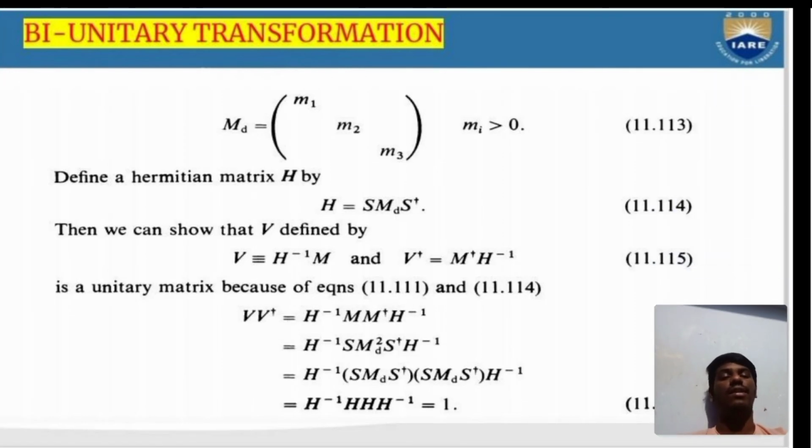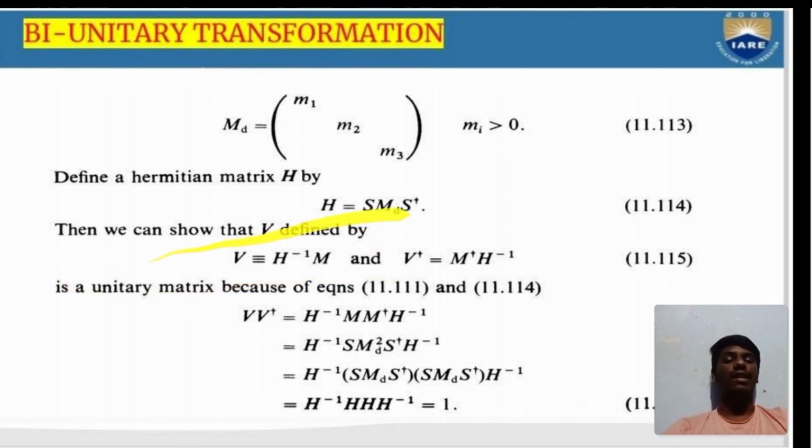Further, we get M_D equal to diagonal M1, M2, M3, where Mi means M1, M2, M3, and if you take a 4 by 4 or 5 by 5 matrix, we will get M1, M2, M3, M4 as the diagonal matrix, where Mi should be greater than 0. Define a Hermitian matrix H using all these formulas. We define the Hermitian matrix H equal to S M_D S†.